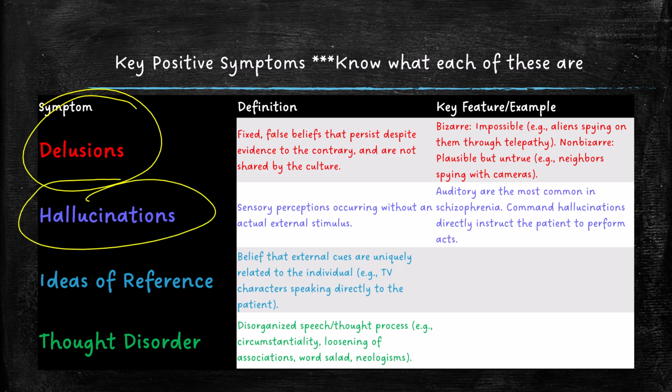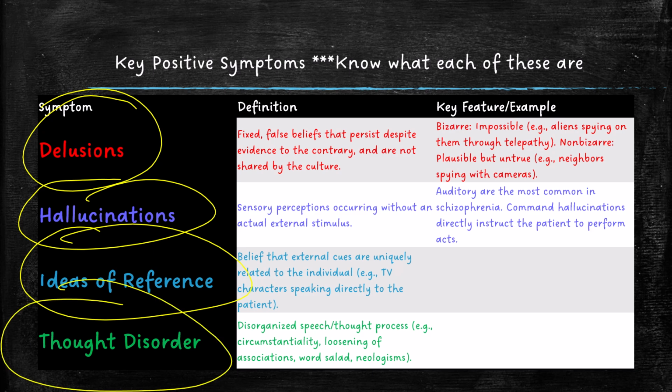Then there's hallucinations. These are sensory perceptions occurring without an external stimulus. Auditory are the most common in schizophrenia. Ideas of reference are beliefs that an external cue is uniquely related to the individual, such as TV characters speaking directly to the patient. And then a thought disorder is disorganized speech, thought process, loosening of associations, word salad.